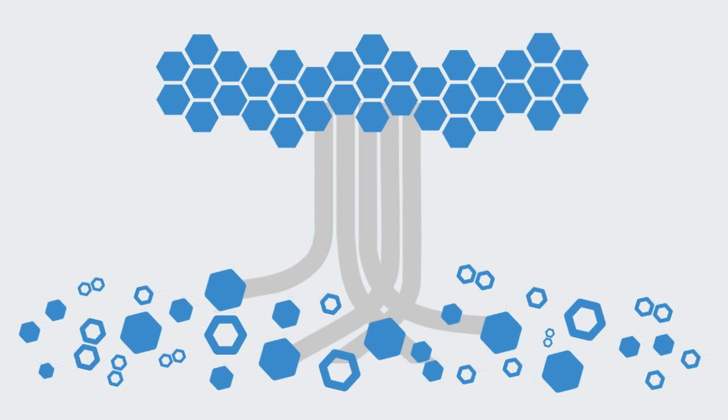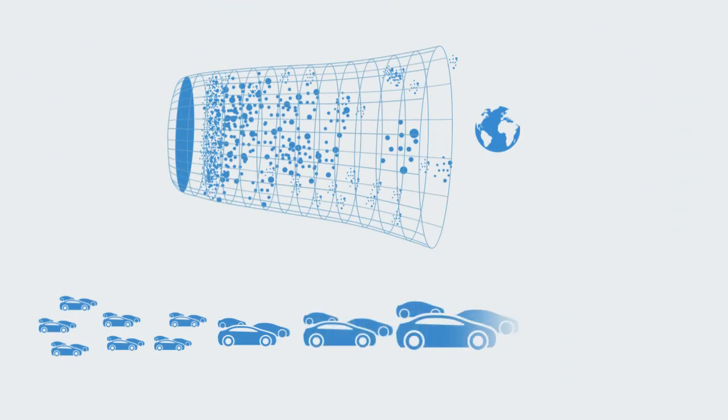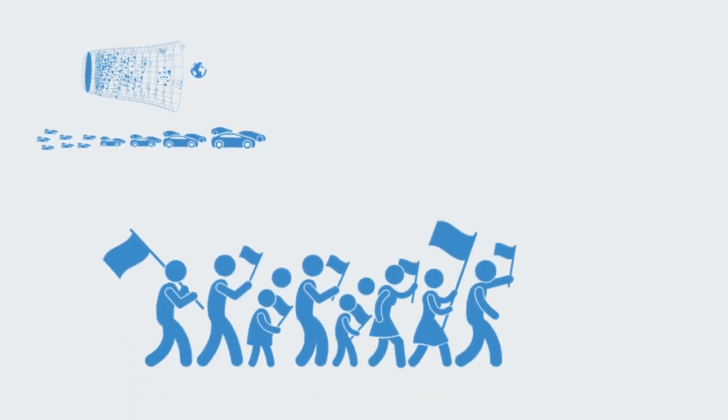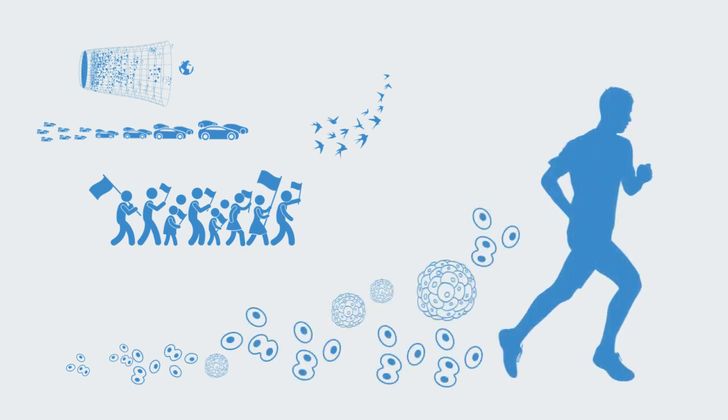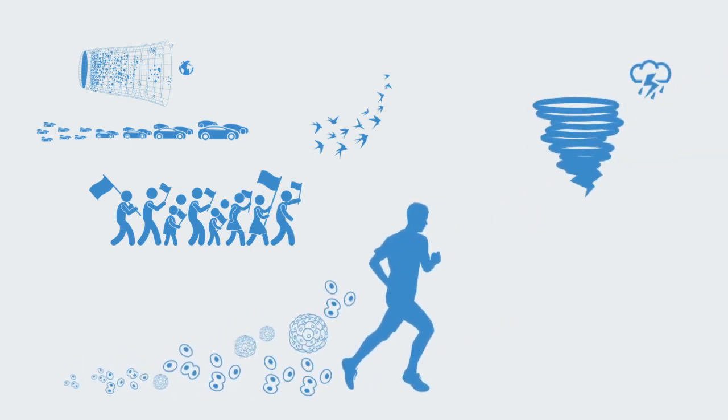Emergence, being a highly abstract concept, is literally everywhere, from the evolution of the universe to the formation of traffic jams, from the development of social movements to the flocking of birds, from the cooperation of trillions of cells giving rise to the human body to the formation of hurricanes and financial crises.